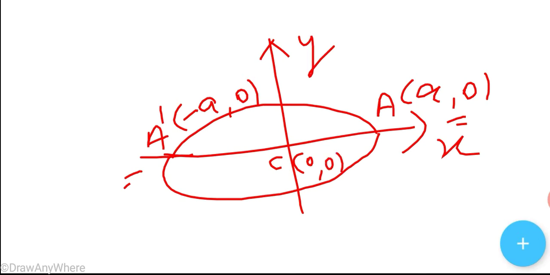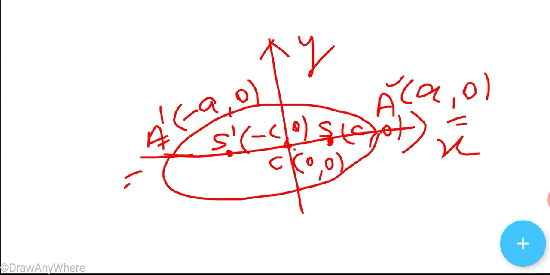The midpoint between the center C and one end of the vertex A is called the focus, and it is denoted as S and its coordinate is (c, 0). Another focus point of the ellipse lies between C and A dash. The midpoint of C and A dash is called the other focus, which is denoted as S dash, and its coordinate is (-c, 0).